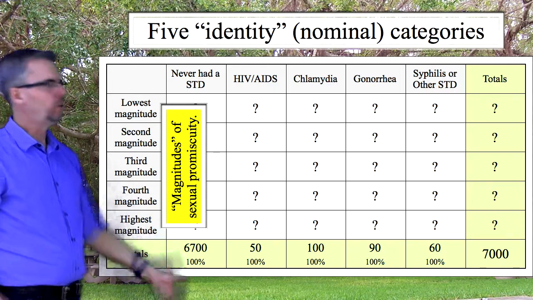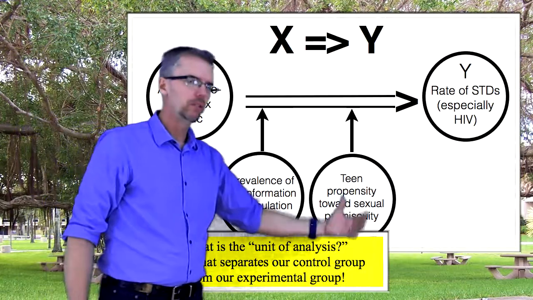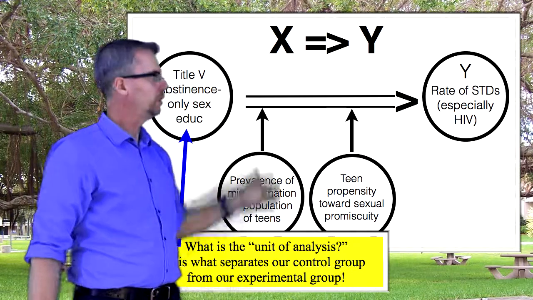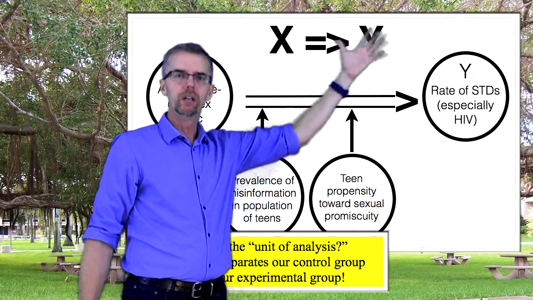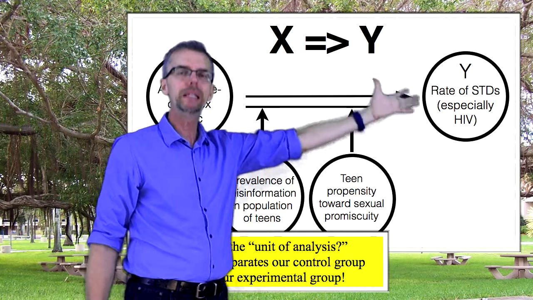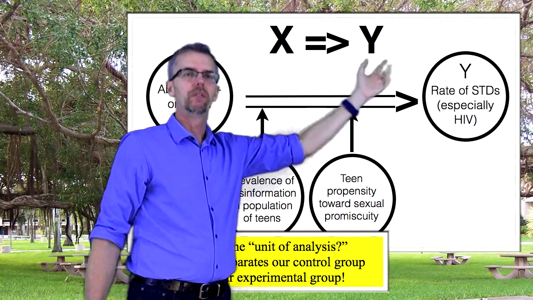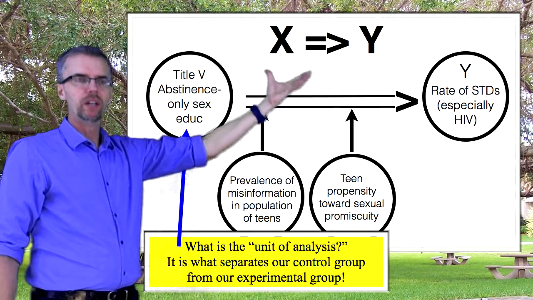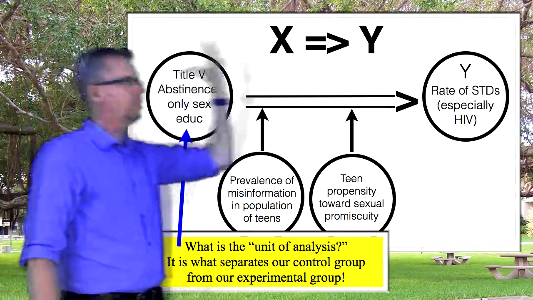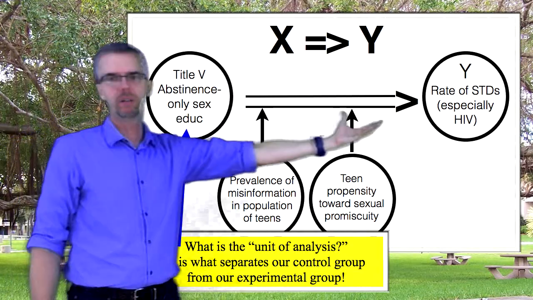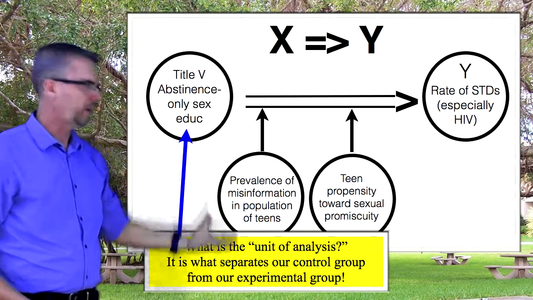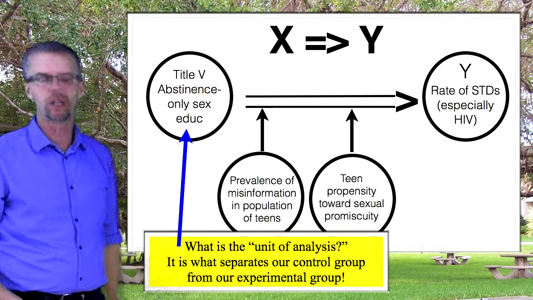So somebody who is very, very sexually promiscuous and is out there having sex all the time is obviously going to have a much higher exposure rate and probability of contracting sexually transmitted diseases. So that is an intervening factor that is going to impact the relationship between our independent and dependent variables. And so that's why we needed to also identify that. So those are the 2 intervening variables that I would put into there.